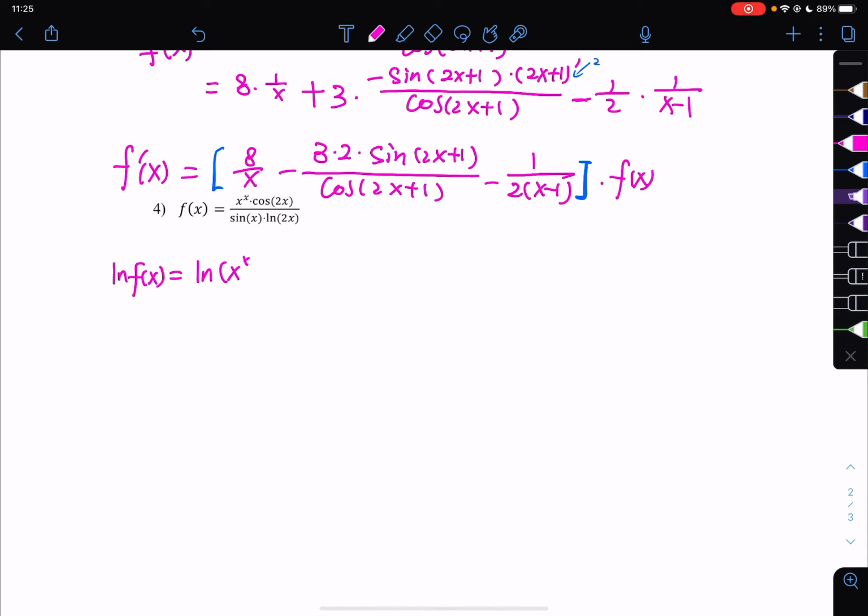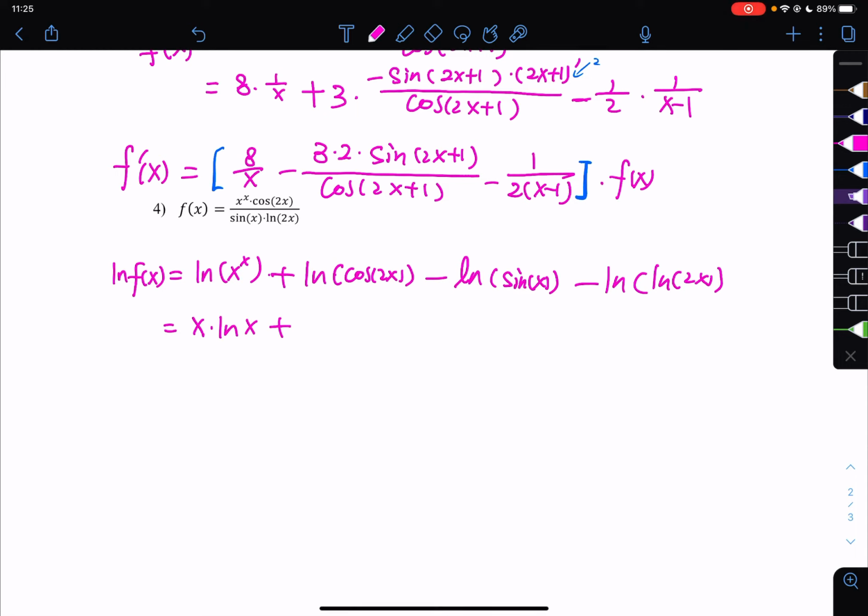So you're going to take log on both sides of the expression, and then every multiplication is going to change into summation. But if terms are on the denominator, you are going to have a negative sign. So it's x times ln x plus every single term; we just write them because there's no more simplification that can be done. Then let's take our derivative.